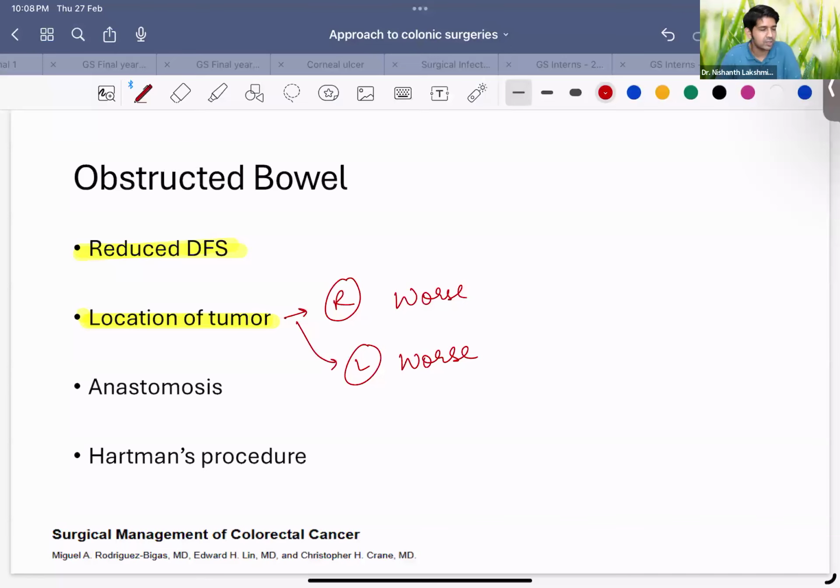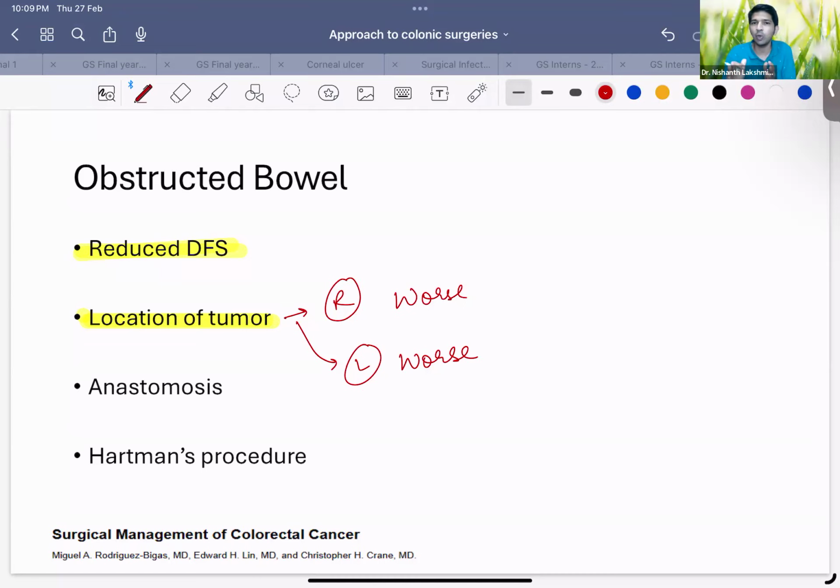Again, simple common sense. Why? Early presentation, sir. Left side will be presenting early. Correct. Because left side has a circumferential growth, so it can grow all around and cause compression. Whereas if a right-sided tumor has to cause obstruction, it has to grow into the lumen to such an extent that it blocks off the entire right-sided colon. Now imagine if a tumor has to grow to such an extent, block the liquid feces, it has to be at an advanced stage.